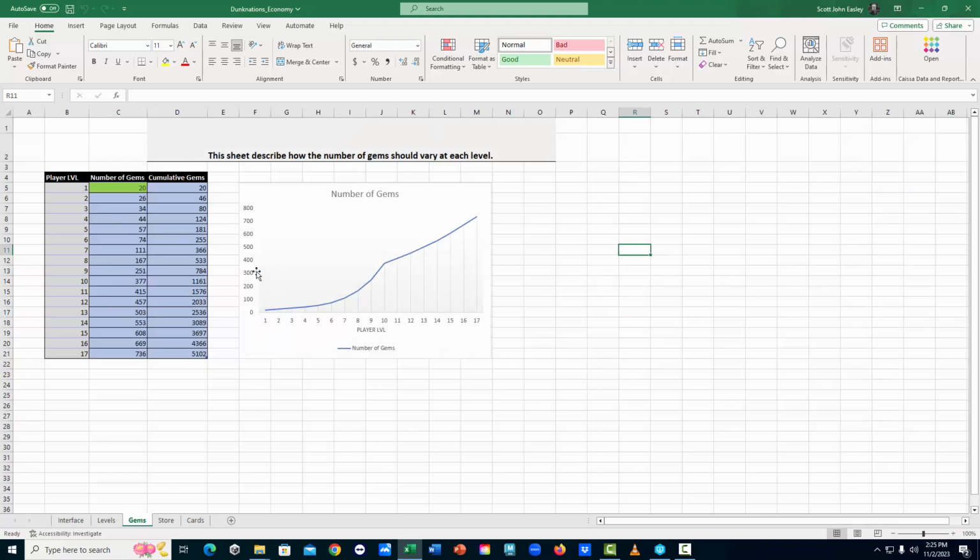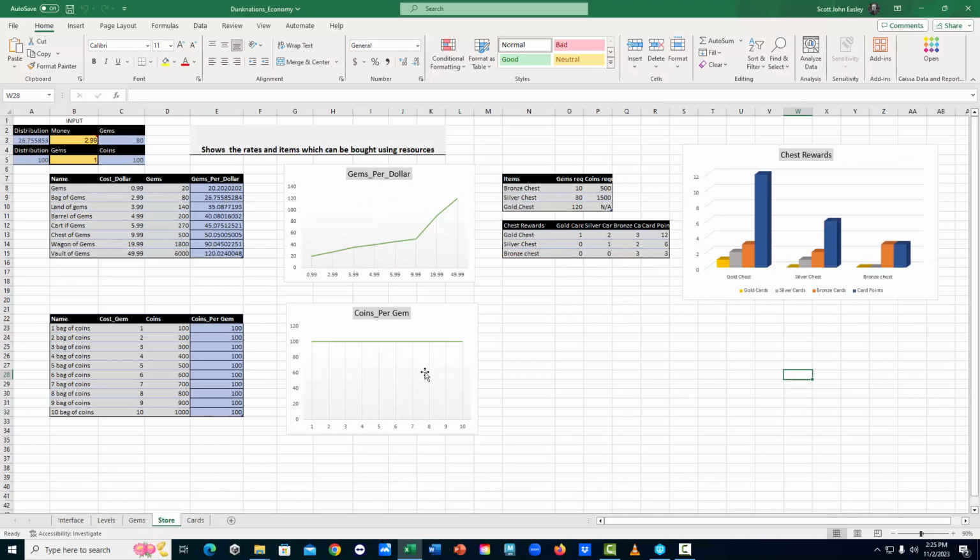Gems have a distribution among levels. For each level, you can see how many gems a player can get, and the cumulative gems of the current level. Gems can be bought with real money, and coins can be transferred from gems. In the Store tab, your input can be money over gems, which represents using money to buy gems, or using gems to buy coins in reality.